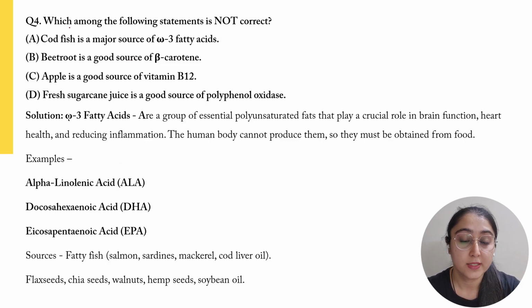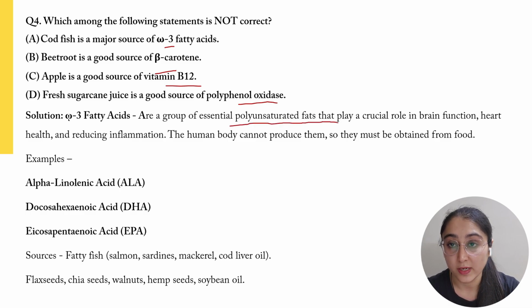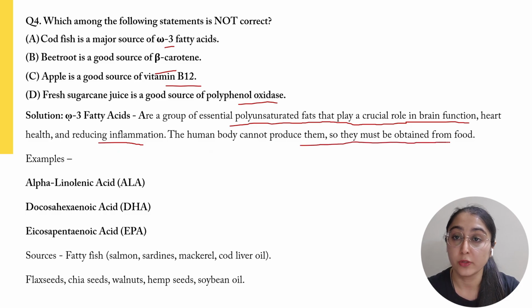Now heading on to the next question, it says which among the following statements is not correct. So we have 4 different statements. Now let us look at omega-3, beta-carotene, vitamin B12 and polyphenol oxidase one by one. Omega-3 fatty acids are basically a group of essential polyunsaturated fatty acids, that is PUFA, which play a crucial role in brain function, heart health as well as reducing inflammation. Now the human body cannot produce them, therefore they must be obtained through food.